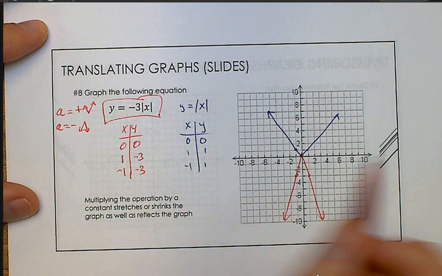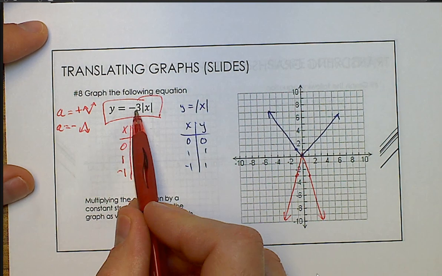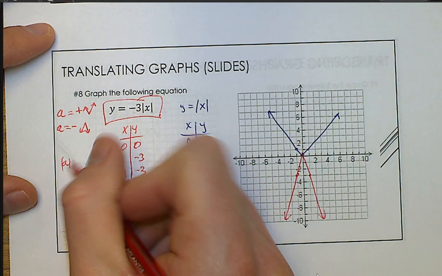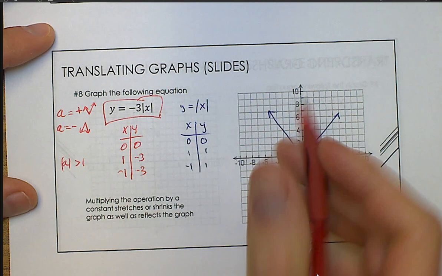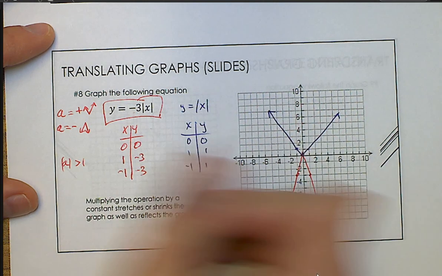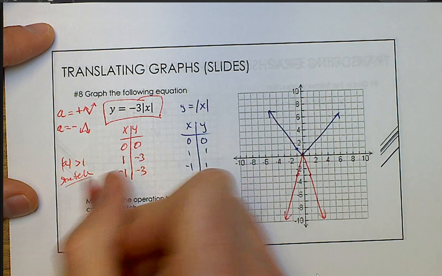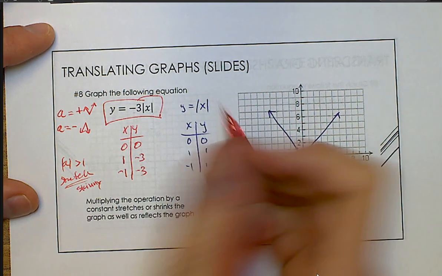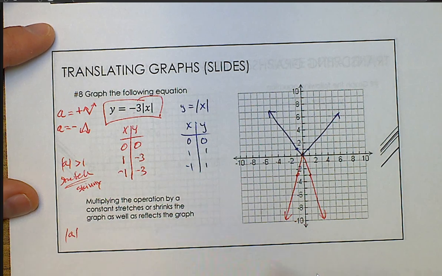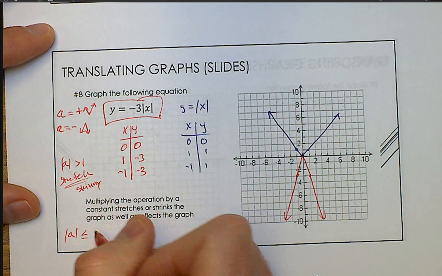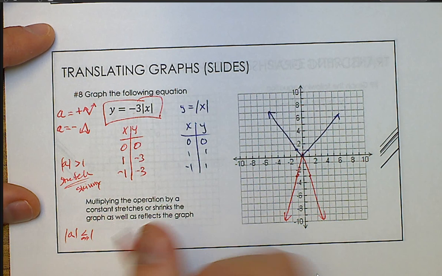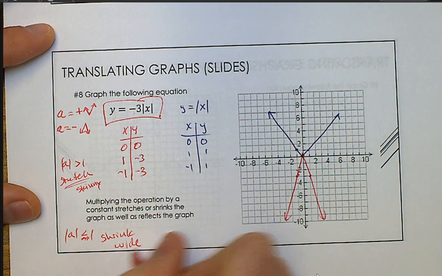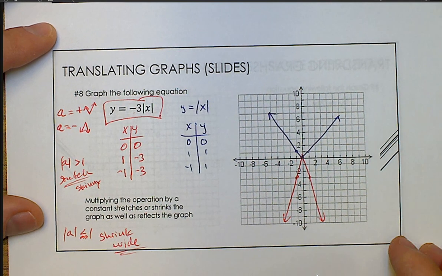All right? And so because this was negative, it flipped it upside down. Because the absolute value of the a value is larger than 1, that's going to give you a stretch. It's going to make it real skinny. A stretch is skinny. If the absolute value of your a value is less than 1, not less than or equal to, less than 1, that's going to be a shrink, where it gets really wide. And we've covered that before.